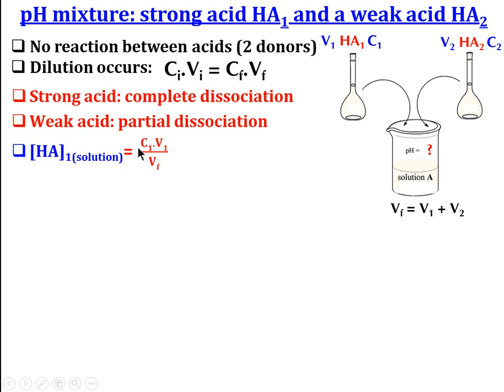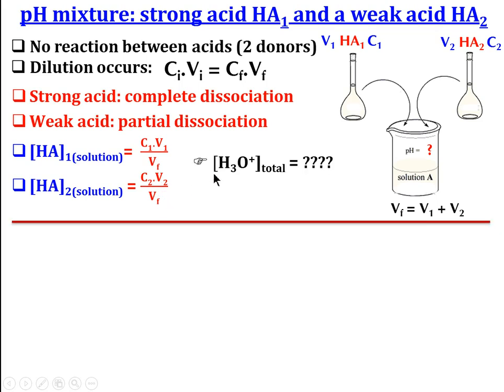HA1 in the solution is equal to the initial concentration C1 V1 divided by V final, and HA2 in the same way is equal to C2 V2 divided by V final. We saw in the case of the strong acids, the H3O+ total was equal to the H3O+ provided by the two acids, since the dissociation is complete. But in this case, we have one strong acid and one weak acid. So how to calculate the concentration of H3O+ total in the solution?